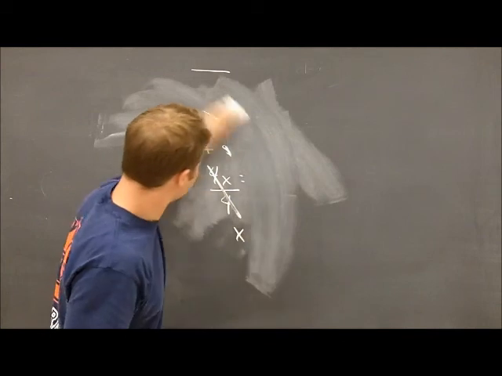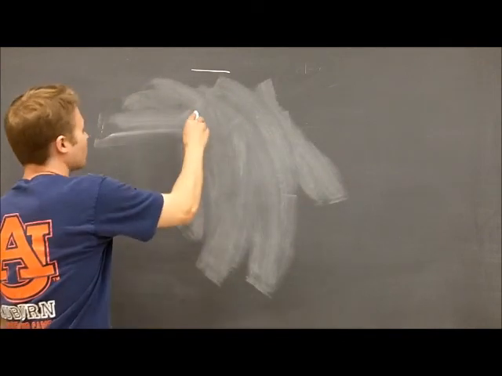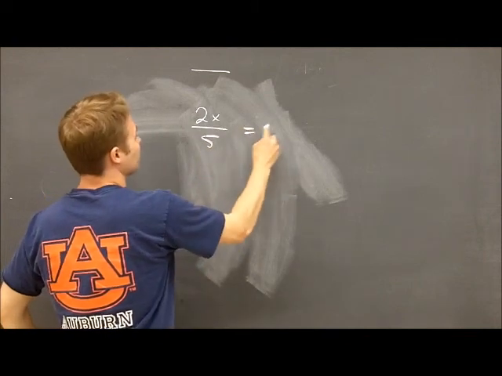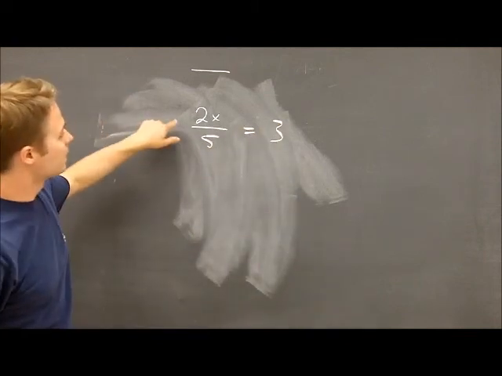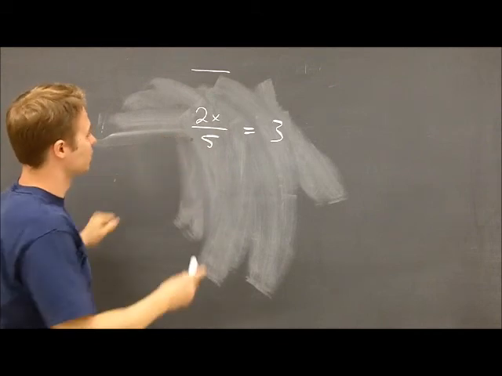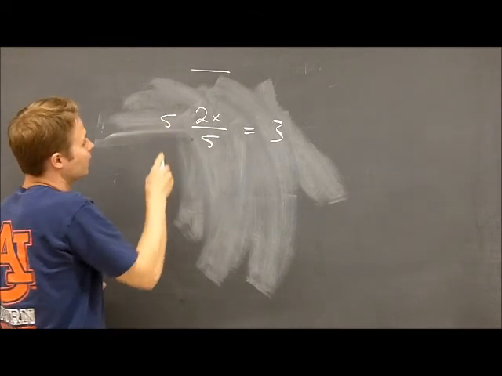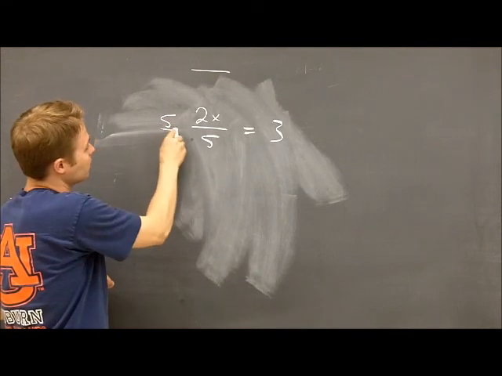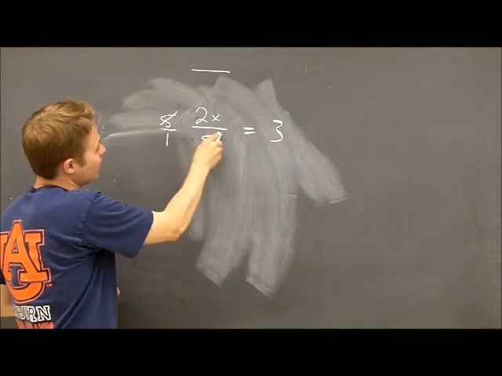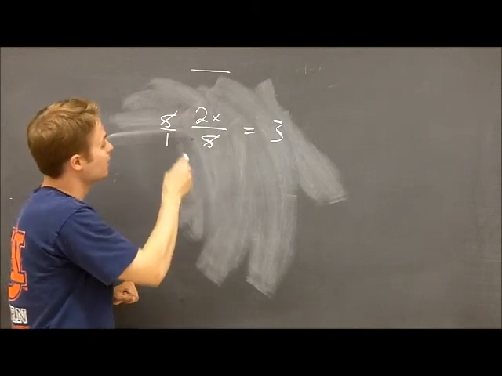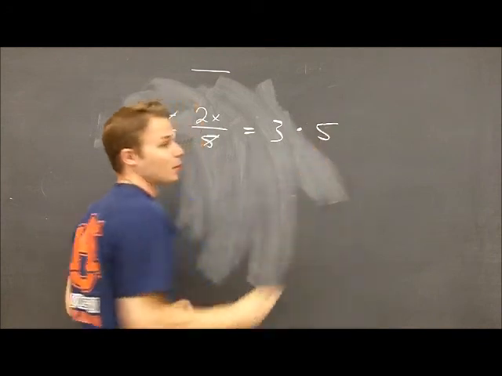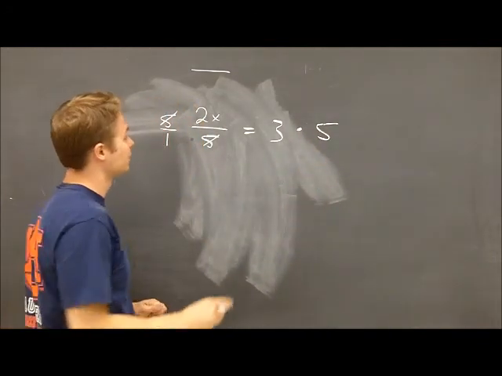Let's try another one. So 2x divided by 5 is equal to 3. In this case, I would like to get rid of this 5 in the denominator, so I can do this by just multiplying it by a 5 over here. So this is really the same thing as 5 over 1, and then this 5 divided by this 5 will cancel out. But if I multiply the left-hand side by 5, I also need to make sure that I multiply the right-hand side by 5.